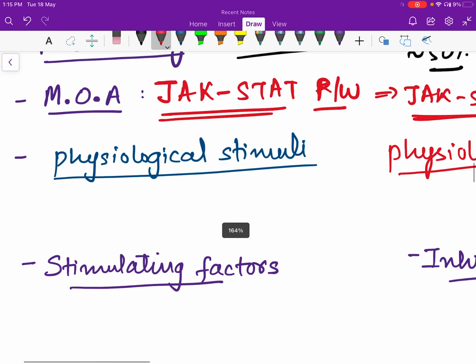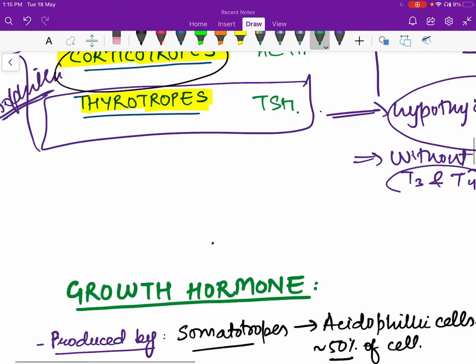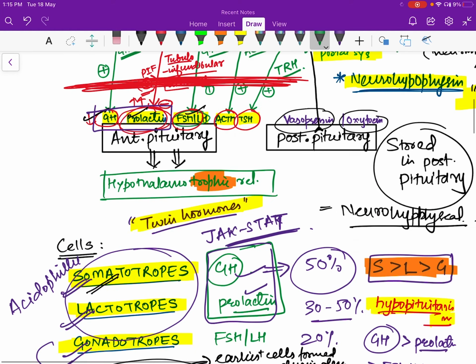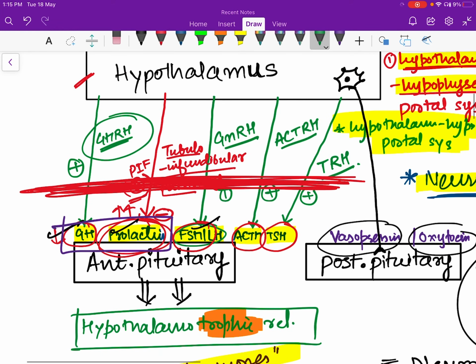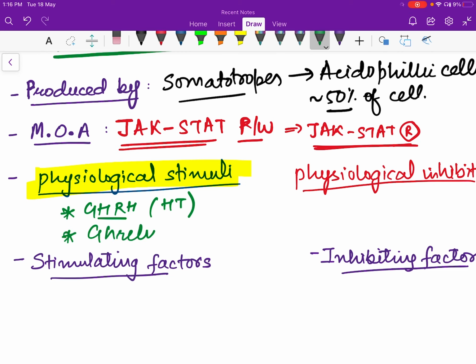Now, another important one: what are the physiological stimuli for the release of growth hormone? One stimulus, which we already saw here, is growth hormone releasing hormone produced by the hypothalamus. It causes release of growth hormone. Another important physiological stimulus is called ghrelin, produced by the GIT. It also increases production of growth hormone.